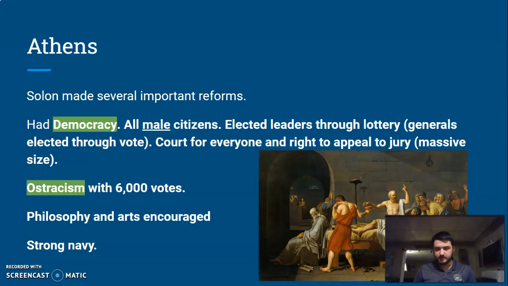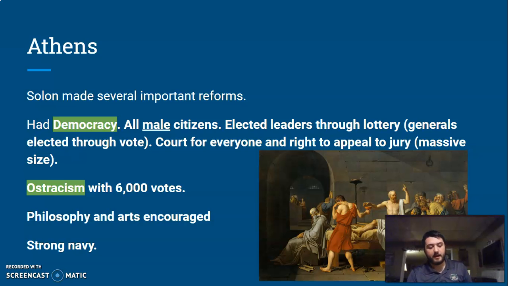All male citizens were part of the assembly. So all male, that excludes all women. Women had no say in anything that went on in Athens, nothing directly. And male citizens got to vote. Leaders were elected through the lottery system.